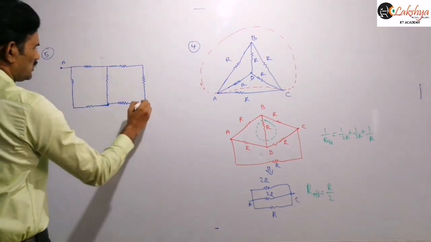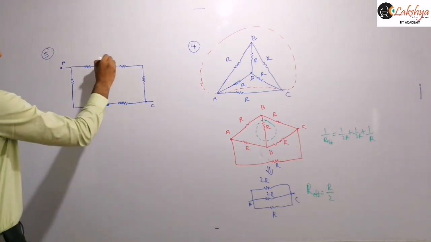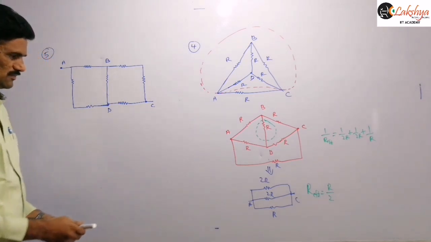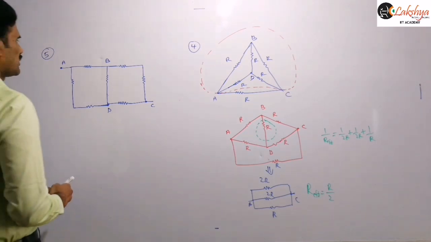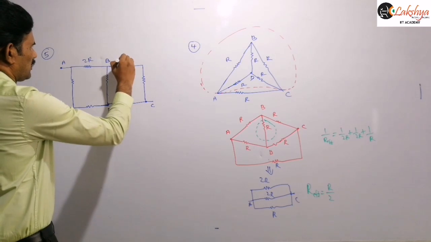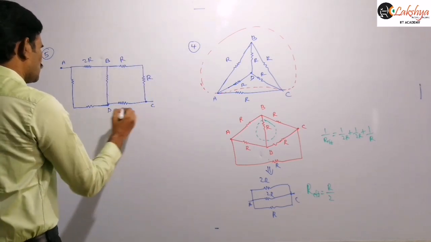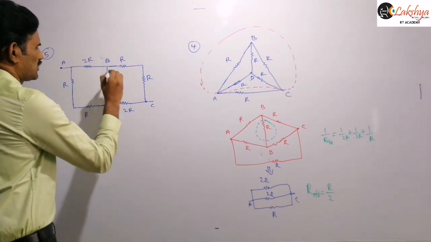So this is point A and this is point C, and this is point B and this is say point D, right? So it is a given circuit, and now let us consider these resistors are like this is 2R, R, and this is 2R, R, and this is R, and let us take this also R.